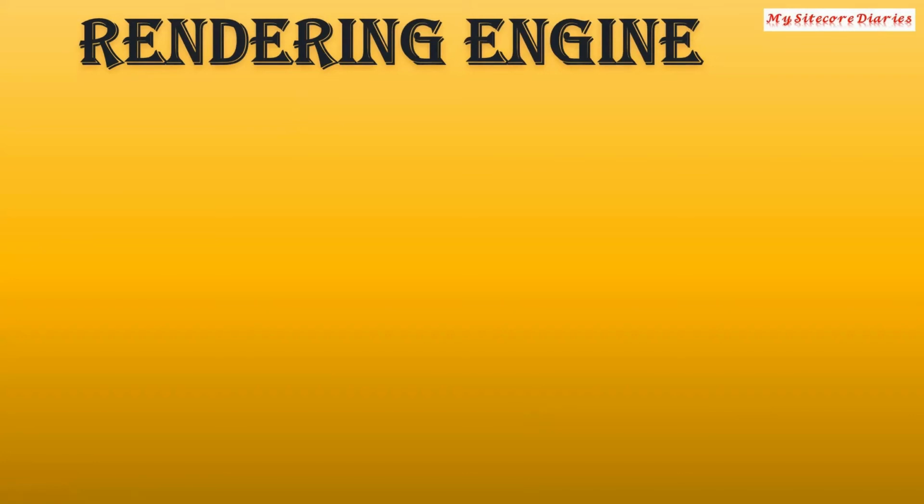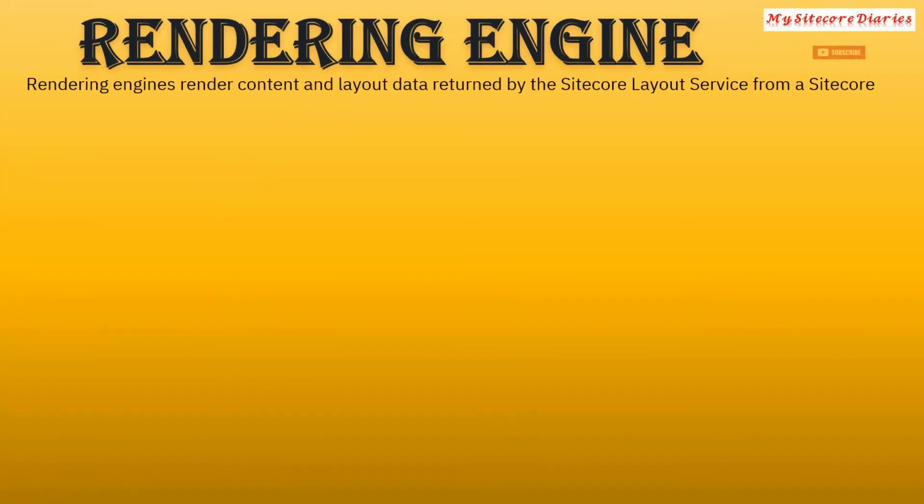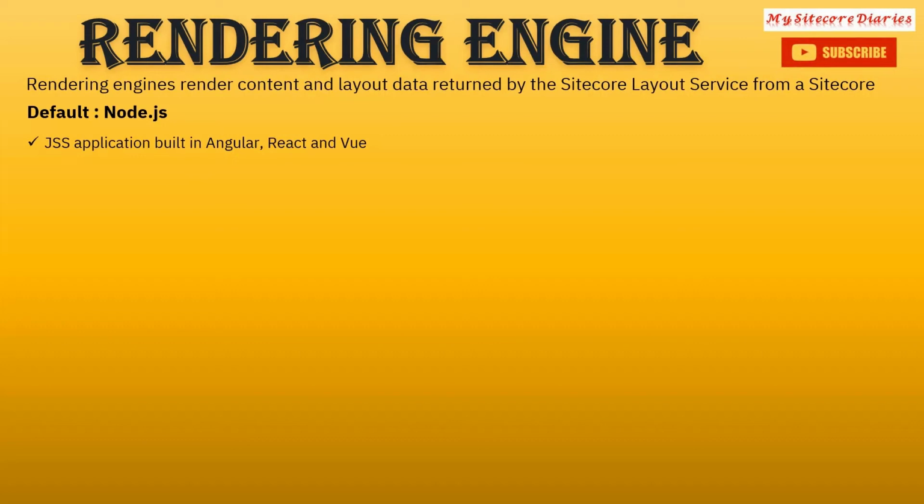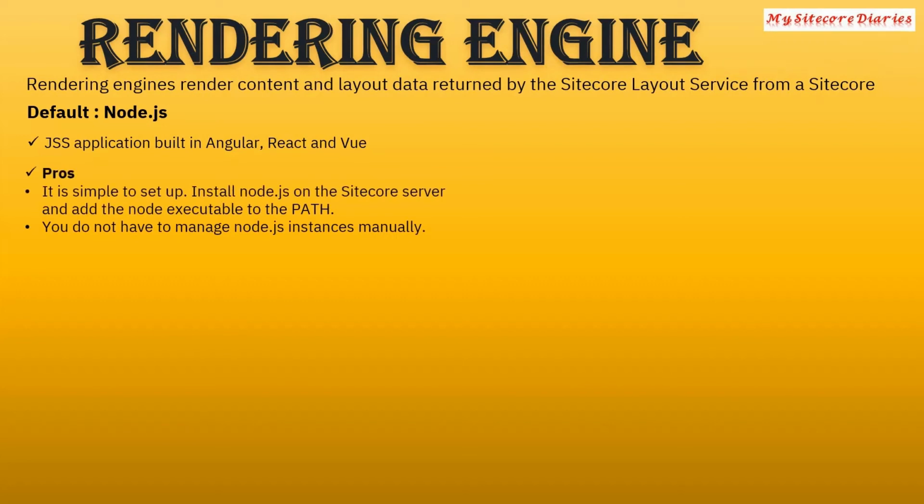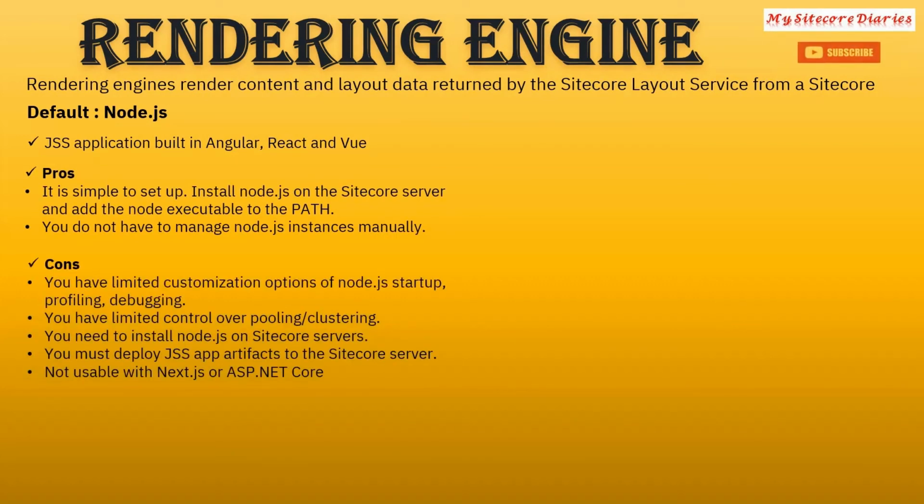So let's see the rendering engine now. The rendering engine renders content and the layout data returned by the Sitecore layout service from Sitecore. There are two engines which are supported in Sitecore. One is Node.js. It supports the JSS application built in Angular, React and Vue. We will see the pros and cons for Node.js. It is simple to set up: install Node.js on the Sitecore server and add the Node executable to the path, then it will start working. So it is easy to set up. You do not have to manage a Node.js instance manually.